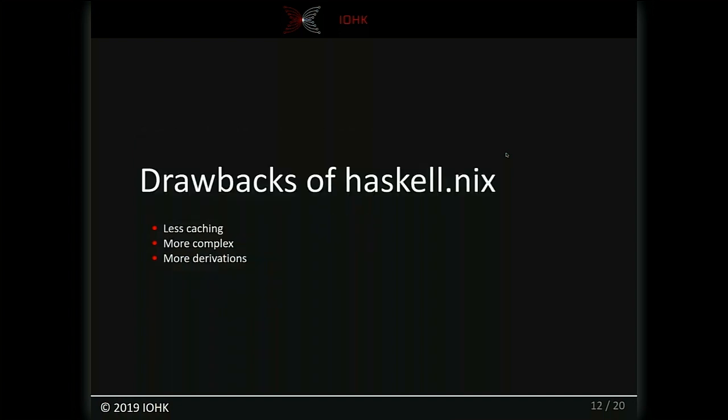So, some drawbacks of haskell.nix. It does not have much caching because it's not relying on a curated package set. Caching of artifacts is much harder. Changes to flags will also invalidate whole dependency trees. And it is much more complex and requires Nix to do a lot more work and can mean that evaluations take a bit longer. It has component level granularity and produces many more derivations than the existing infrastructure.